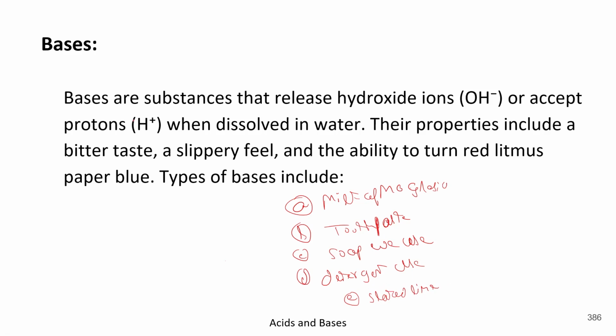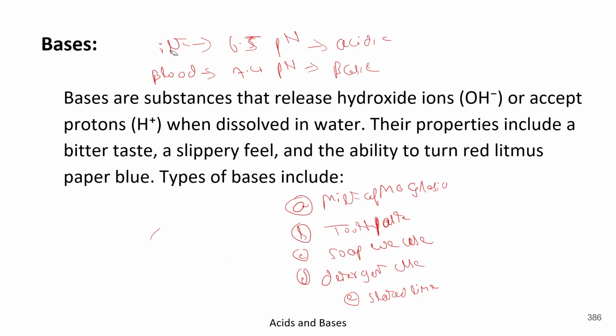Got it? And one important thing, remember, milk which has nearly 6.5 pH is acidic. The common milk which we use in households is acidic because it has a value of nearly 6.5. Got it? Whereas human blood has a pH value of 7.4. So you can say it is slightly basic. Got it? So remember these things.